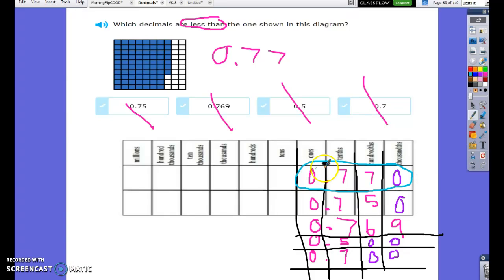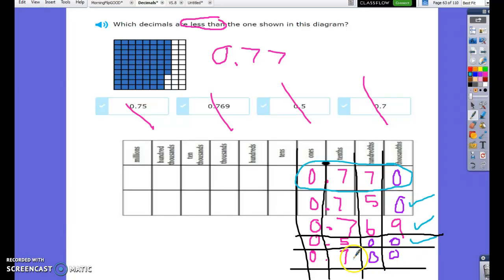So let's look. We have our zeros. So let's look at the first one. 7 and 7. We have 7 and 5. So 5 is less than 7. So this one is less than. So now let's go to our next one. 0 and 769 thousandths. So we have 7 versus 7. 7 versus 6. So 6 is less than 7. So this one also works. Then we have 0 and 5 tenths, which we expanded to 500 thousandths. 7 versus a 5. Oh, that one's true as well.